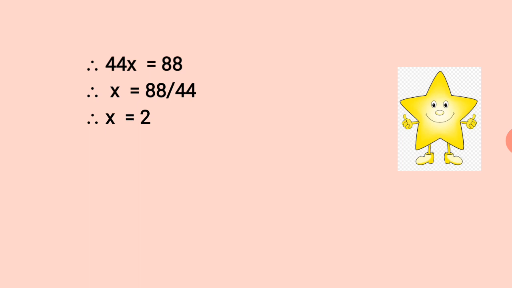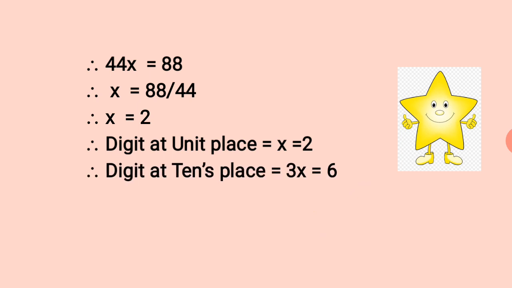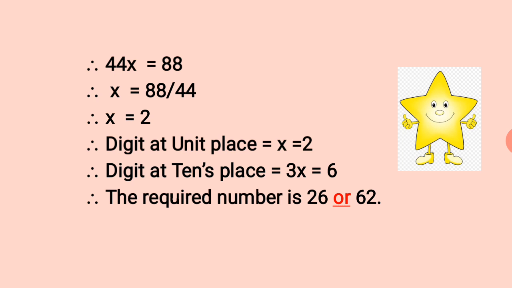Now, x was your units place digit. So, digit in units place is 2 and digit in tens place will be 3 times, that is 62. The number will be 62 or it can be 26 also, depending on the x that you have taken. We have taken it as units place. You could have taken it in tens place also in this case. Accordingly, the required number will be 26 or 62. Let's proceed to the next question.